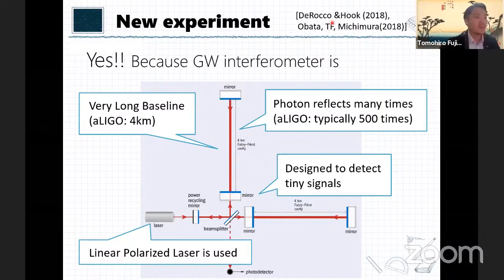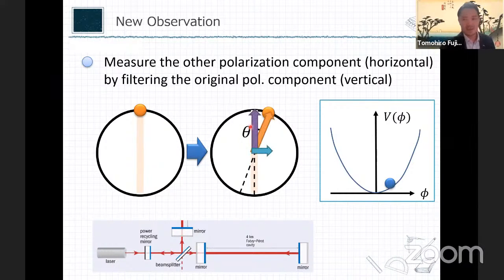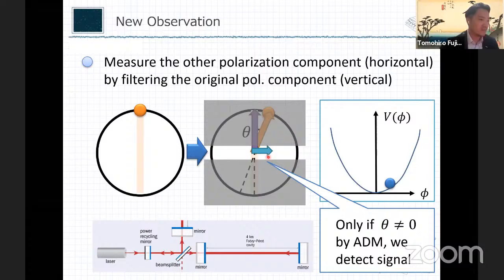After this paper, we considered a more realistic setup to use a gravitational wave interferometer to search for Axion-Like dark matter. This time it's not complicated, because we use a linearly polarized laser, so we know the intrinsic direction of the polarization plane. All we need to do is filter out the original polarization direction and extract the perpendicular polarization component. This component shows up only if Axion dark matter rotates the polarization plane.